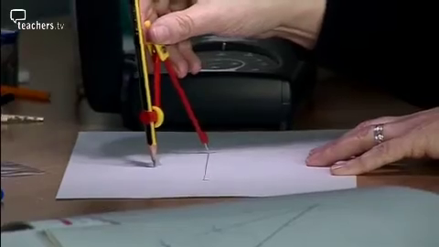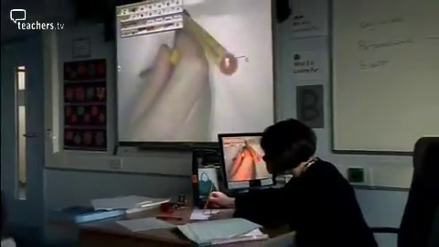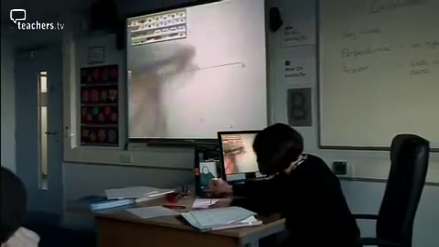I'm going to draw an arc above the line and an arc below the line. Then I'm going to move my compasses to the other side and draw an arc to meet the two that I've just drawn.